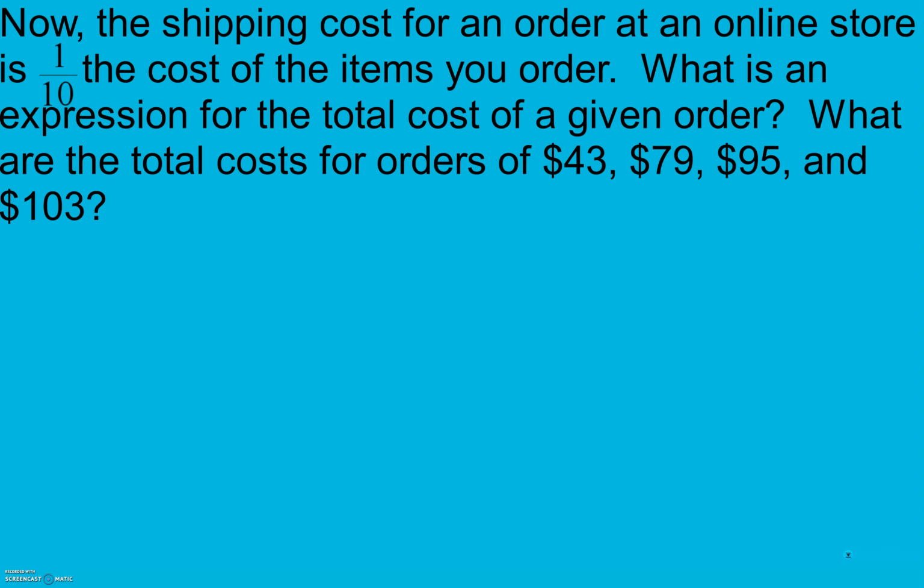Now, the shipping cost for an order at an online store is 1/10 the cost of the items you order. What is an expression for the total cost of a given order? So first thing we want to do is have the expression. We need to figure out what's changing. Our shipping cost depends on the cost of the items. So I'm going to use C for cost as my variable. We have the cost of the items, and then our shipping cost is in addition to that. So we add on a shipping cost, and it's 1/10 of the cost of our items. So 1/10 times C. And this is going to be our expression.